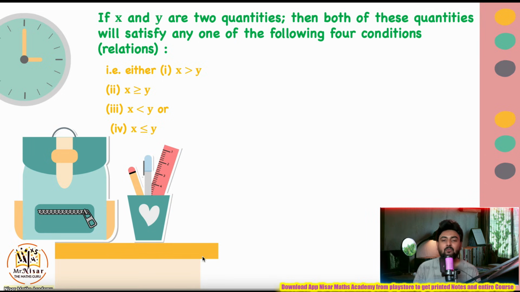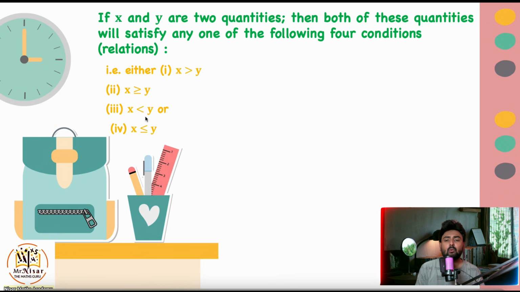If x and y are two quantities, then these quantities will satisfy any one of the following four conditions. That is the relations which I was talking about in the previous part. X may be greater than y, x may be greater than or equal to y, or x may be less than y, or x may be less than or equal to y. Okay, so these are the four possible things, and these are called inequations.